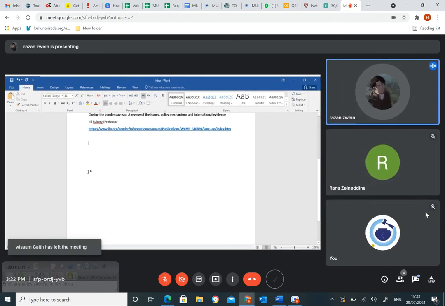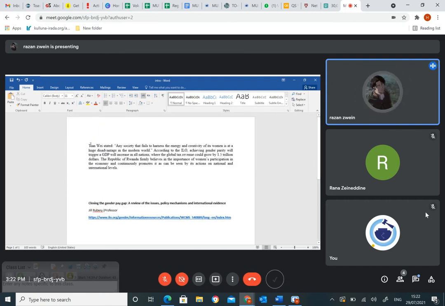So your hook can either be, as we said, a quote, an anecdote, a question, a really catchy statistic. It can be all of these things. Or it can be a normal quote about the topic. So right here, we have our hook. I'm gonna just highlight it in bold. Any society that fails to harness the energy and creativity of its women is at a huge disadvantage in the modern world. So this is a quote that could talk about women in the workplace. It talks about the consequence of not having women in the workplace.